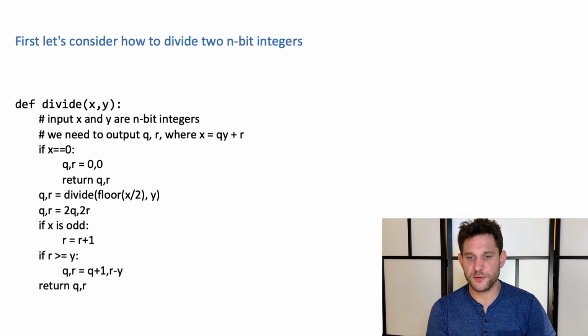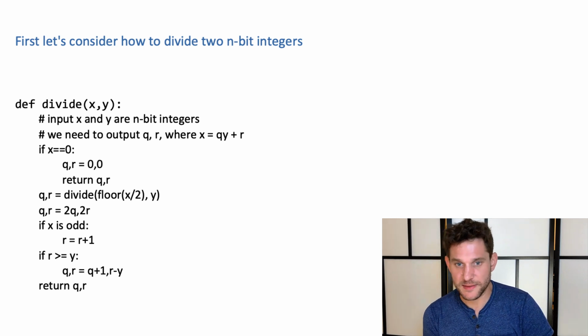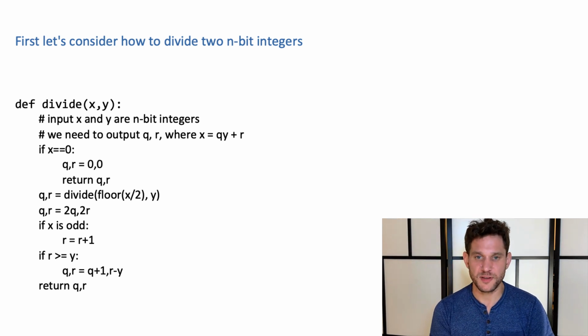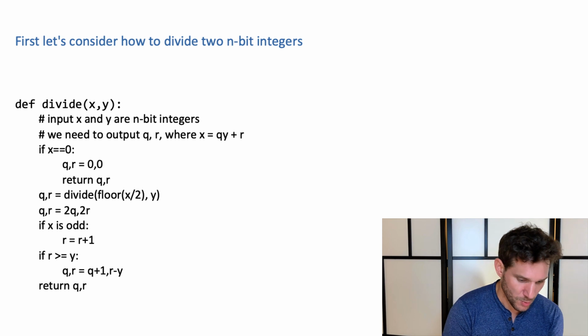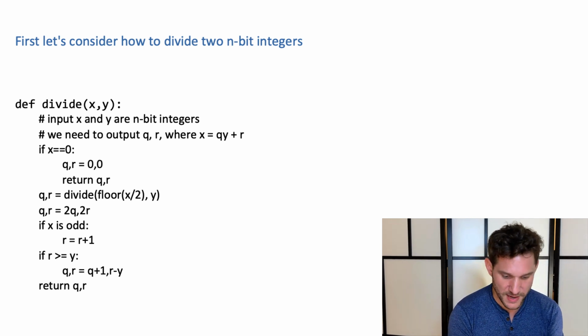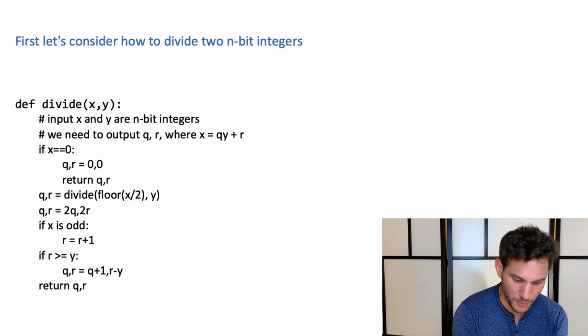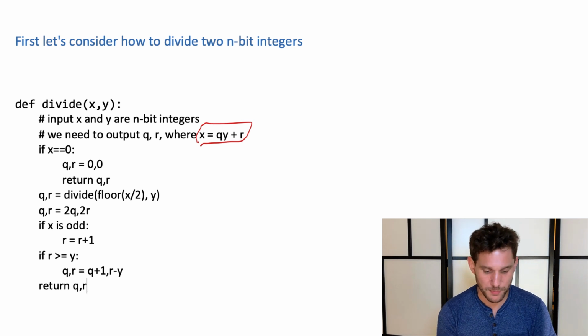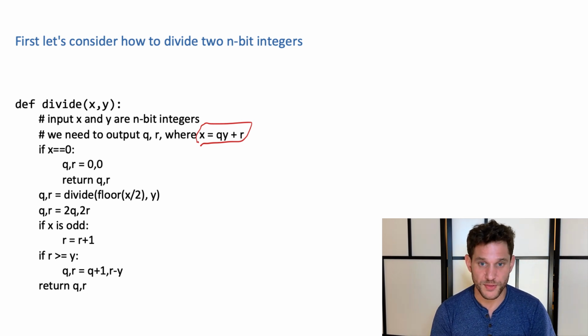Okay, so here's an algorithm to divide two n-bit integers x and y. I don't want to explain this algorithm in full detail, but I'll just give you the sense of what's going on here. Remember that you can always write x as some multiple of y, let's say q times y, plus a remainder of r, right? And that you want that r to be between 0 and y minus 1.